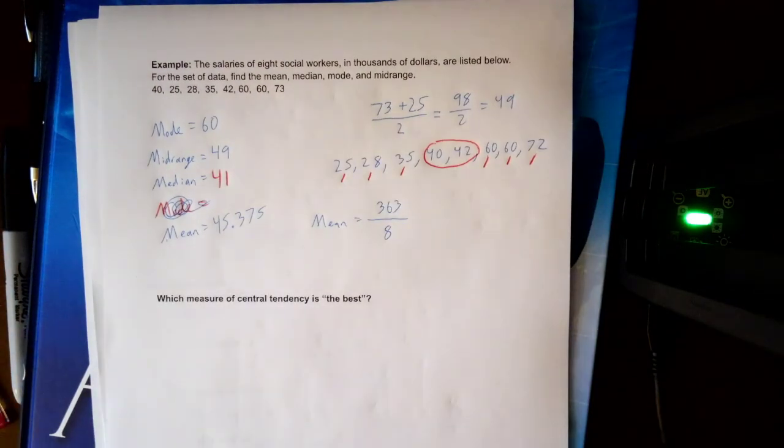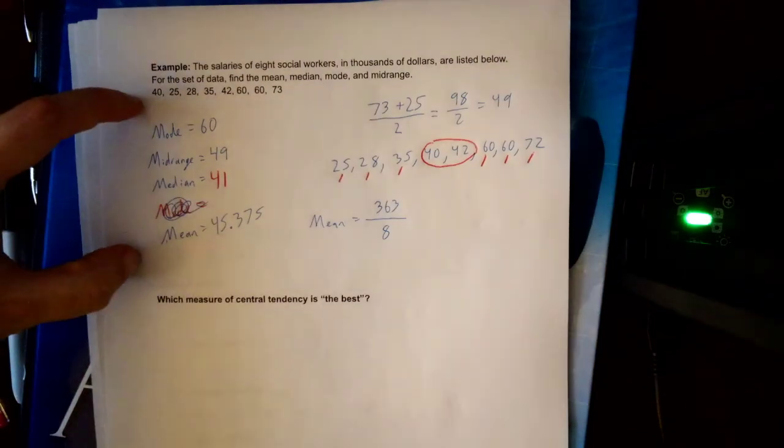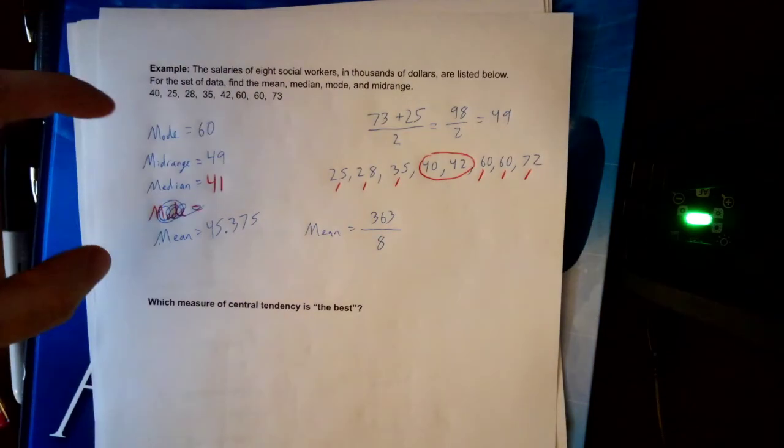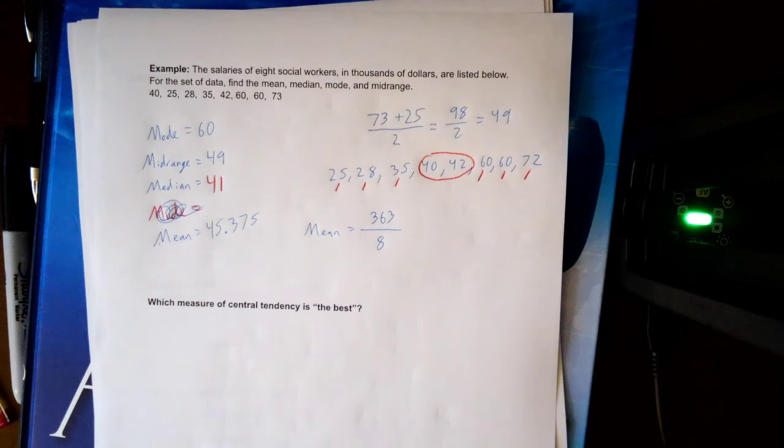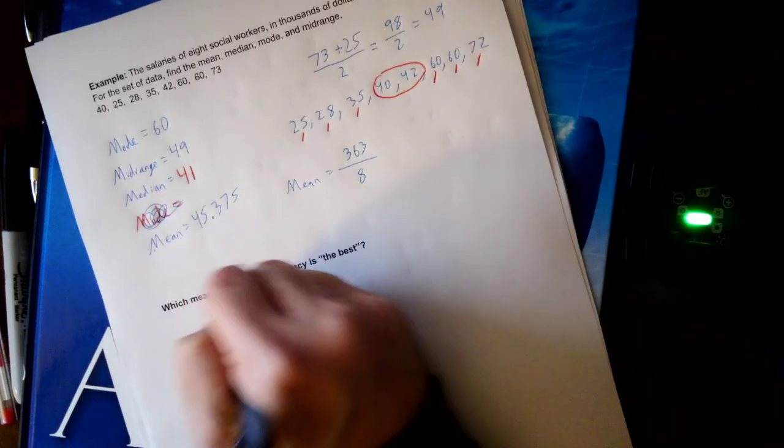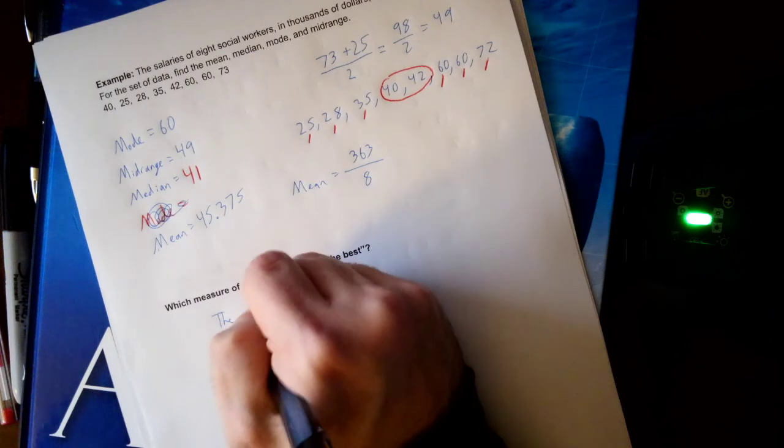Now, these 4 numbers are my measures of center. Each of these numbers has a use. But which measure of center is the best? They're all different, right? I got different numbers. Which one's the best? Well, the mean and median are the 2 strongest values.